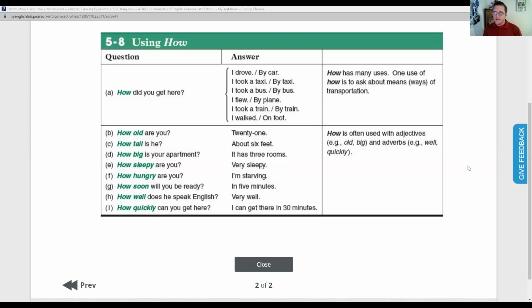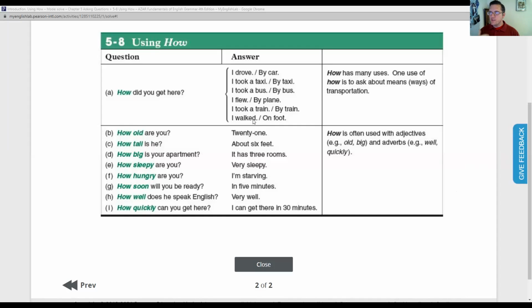Now let's look at other common questions with how. Example A, we see how did you get here? We use how when we're asking about the means or ways of transportation. How did you get here? By car, by taxi, by bus, by plane, by train, on foot. Okay. How did you get here? I drove, I took a taxi, I took a bus, I flew, I took a train, I walked. However you got here, right?